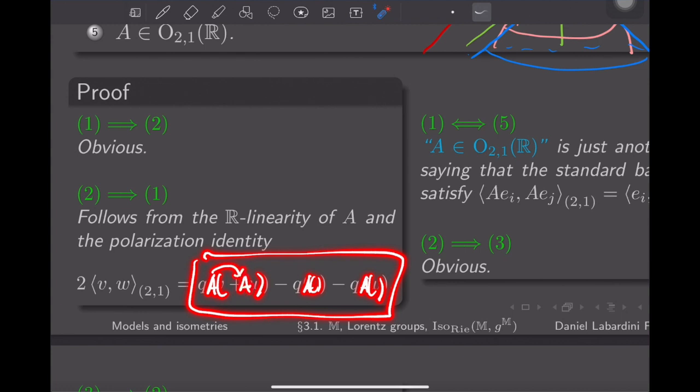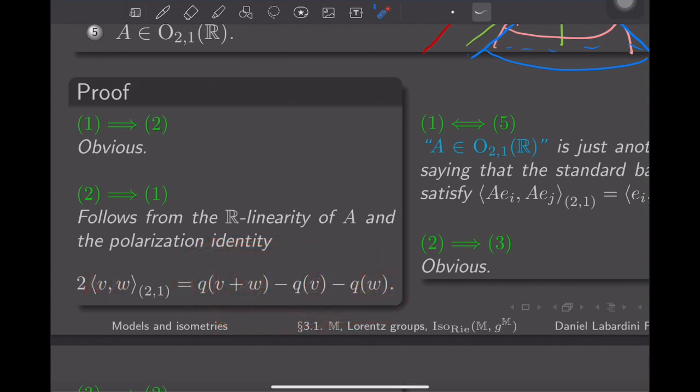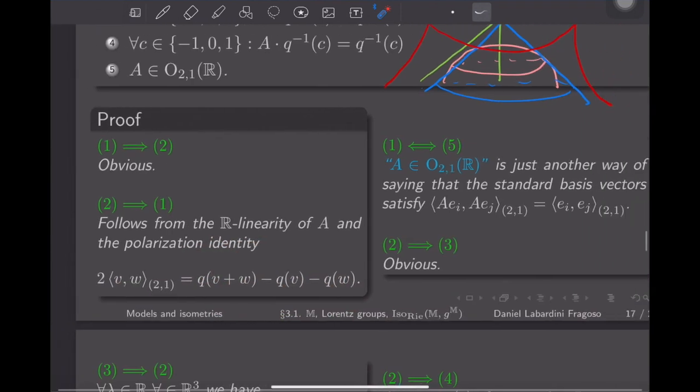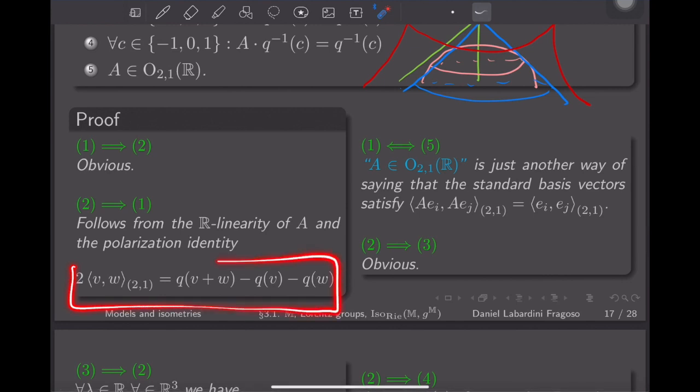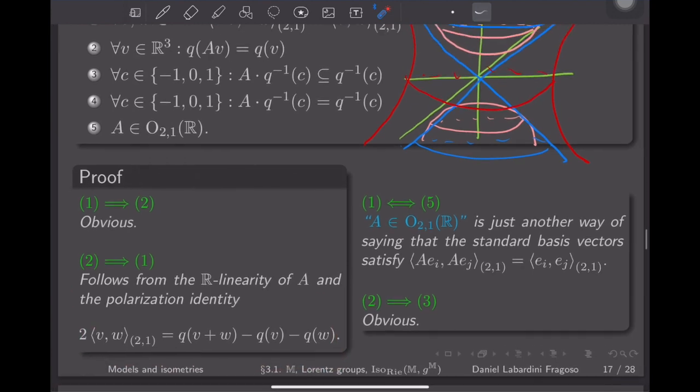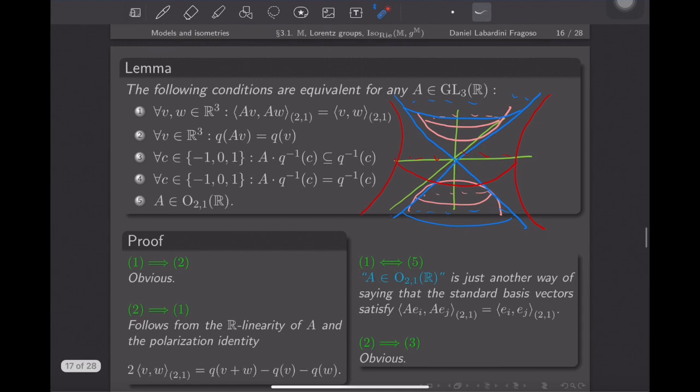And then I can just go back, and once I'm here, by the very same polarization identity, that's the same with A. So the crucial thing is really this identity. So now we know this equivalence: 1 if and only if 5.